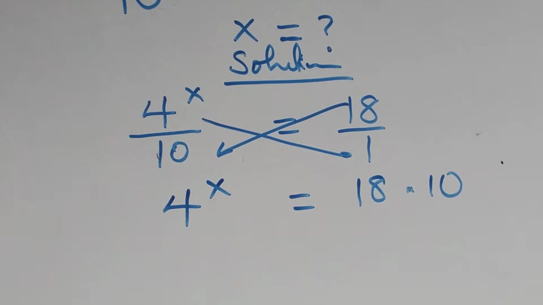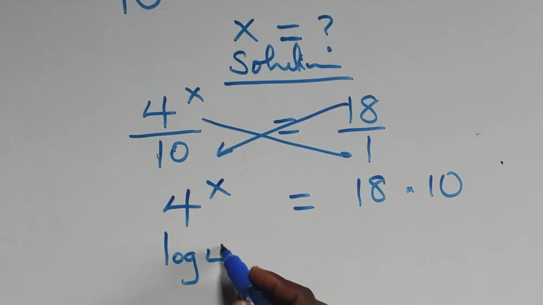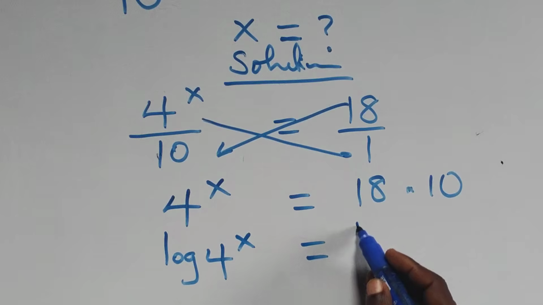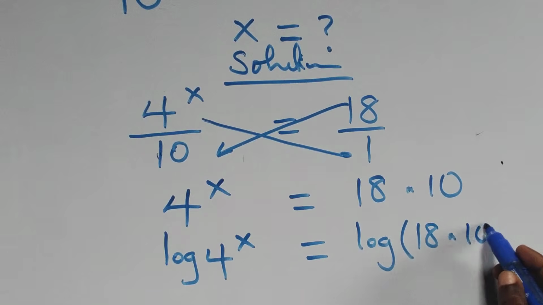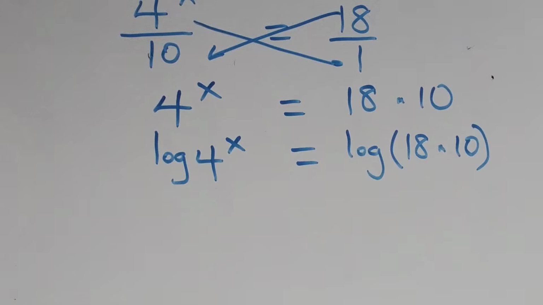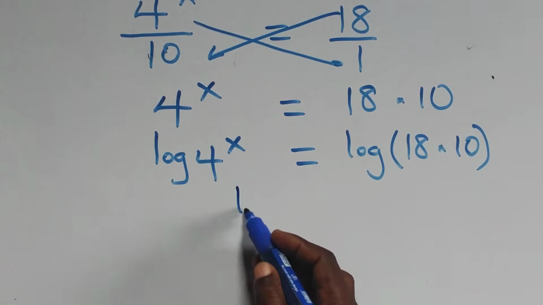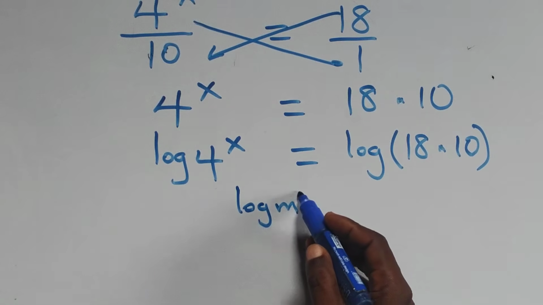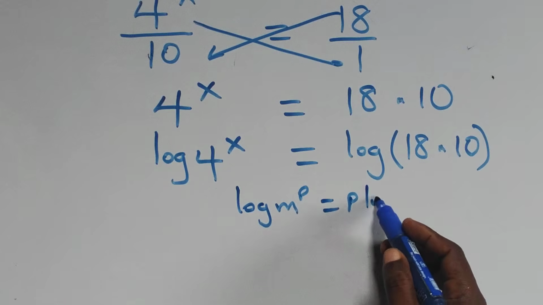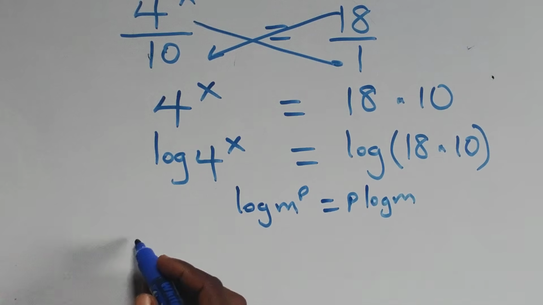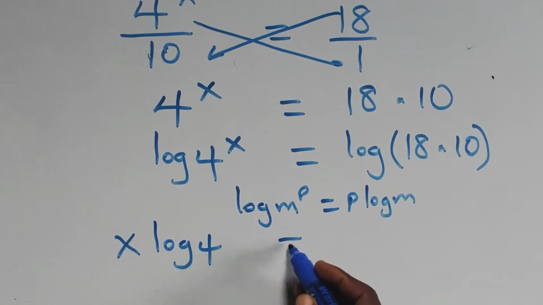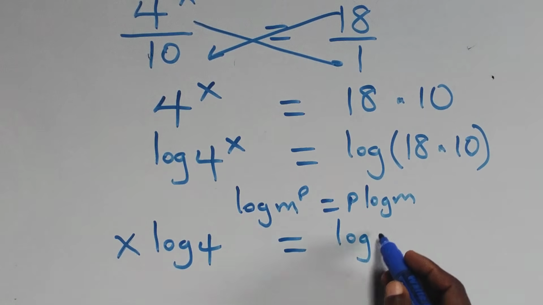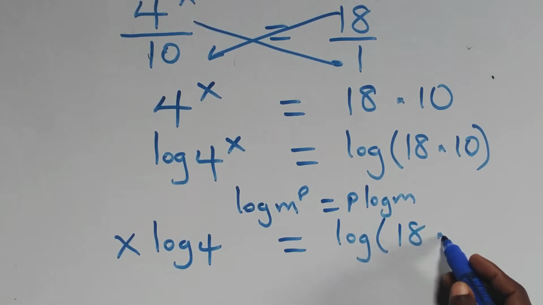Then you can take the log on both sides. That is, here we have log 4 raised to power x equals log 18 times 10. So this follows when we have log m raised to power p, the same thing as p log m. That is, here we have x log 4, which equals log 18 times 10 here.